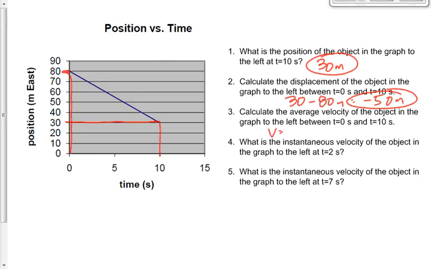Now, Miles said we could take the slope of this graph. We can. We can absolutely take the slope of it to get the average velocity. But the same thing as the slope is displacement over time. The displacement we just found is negative 50. The time is 10 seconds. Negative 50 divided by 10 is negative 5 meters per second.